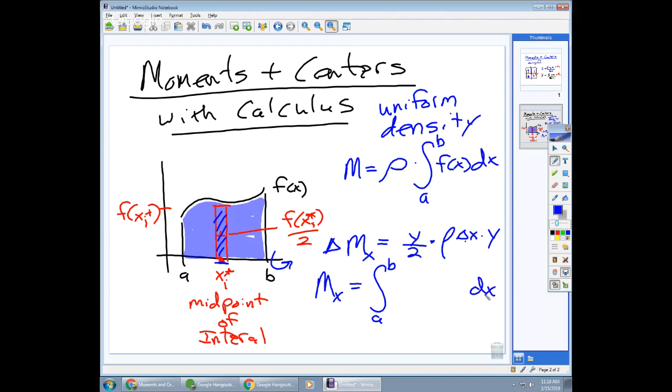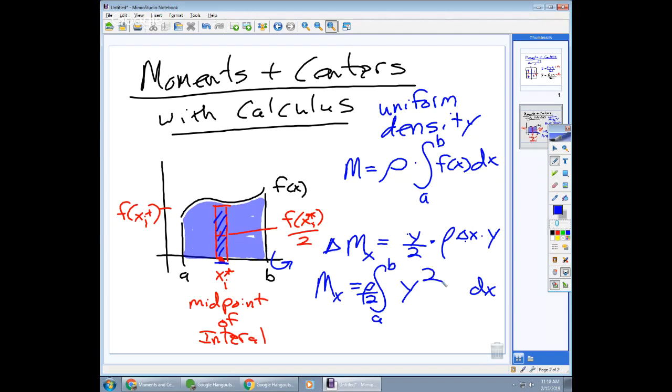Rho is some constant, so I can pull that out, because we gotta do constant density here for now. It's too complicated to do variable density at the moment. And then otherwise, I have a y times y, and I have a divide by 2. So I could pull the divide by 2 out, and then I get a y squared in here.